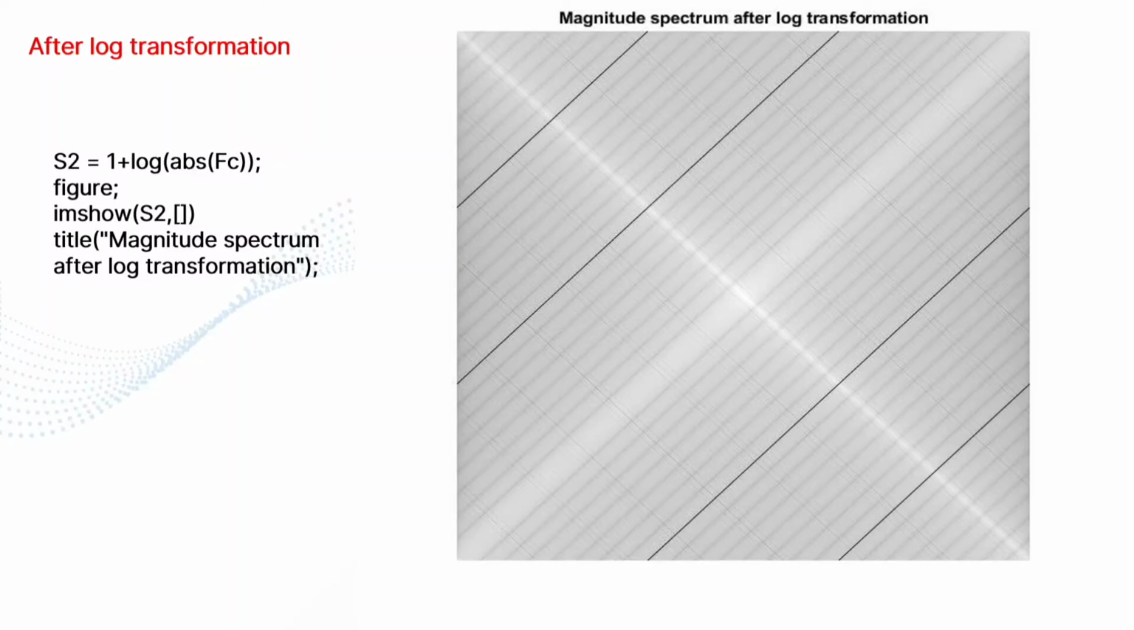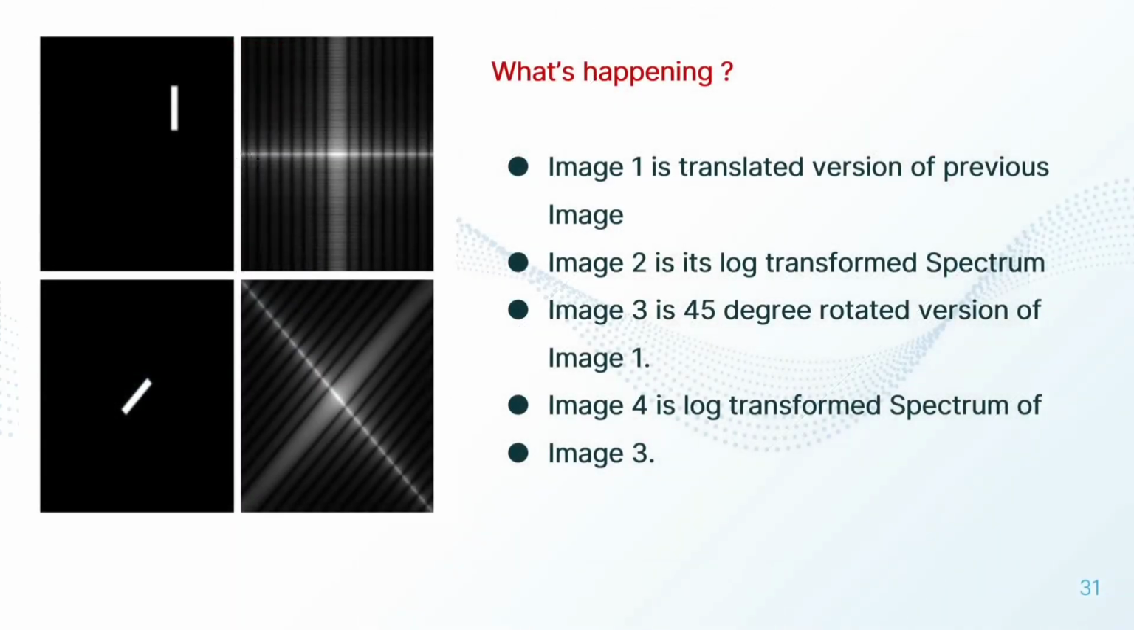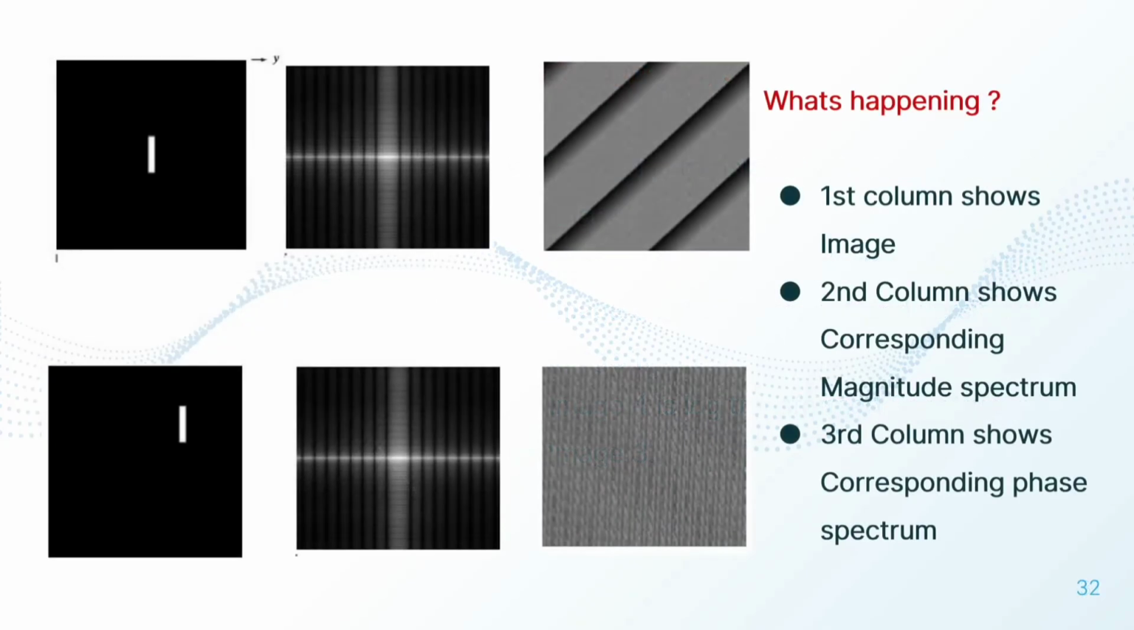Let us try to understand the results by comparing them. Compare the original result with the rotated image results. If the image is rotated by a certain angle, the magnitude spectrum is also rotated by the same angle. It can be observed from the given images. If we compare the translated image result with the original results, the magnitude spectrum is unchanged, but the phase spectrum is changed.